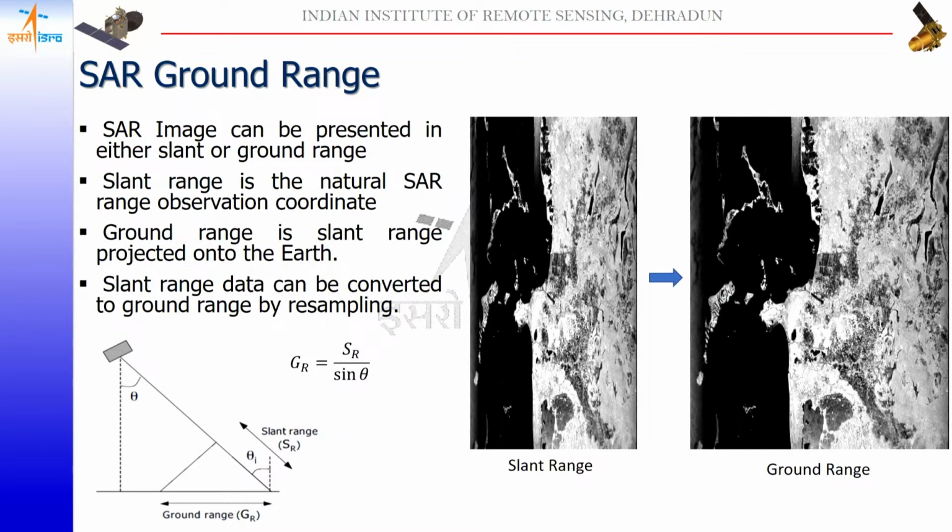You can see in this diagram, this image is the slant range image, and after converting it to the ground range using this formula, where ground range equals slant range by sine theta, we are having the actual image. Here you can see the features are compressed, because it is not a square pixel size. Normally when we do this type of correction, we make a square pixel size in the ground range, and you can see now the features appear better as compared to the slant range.